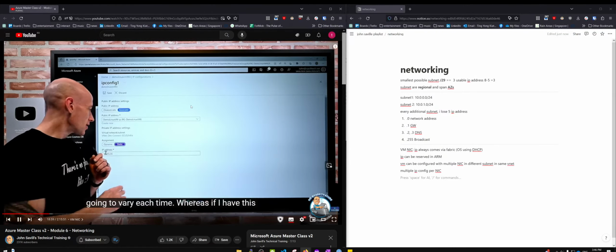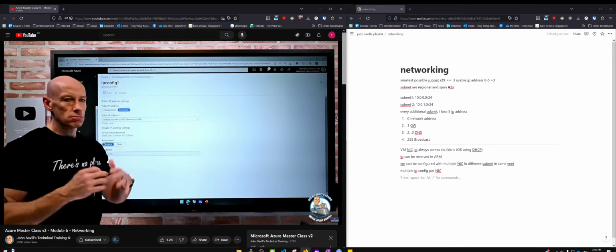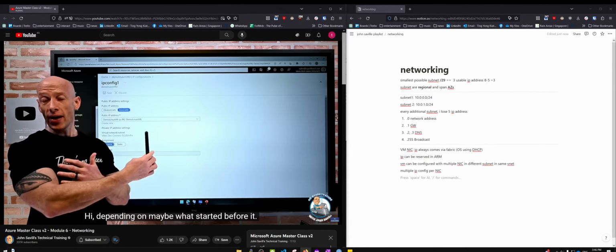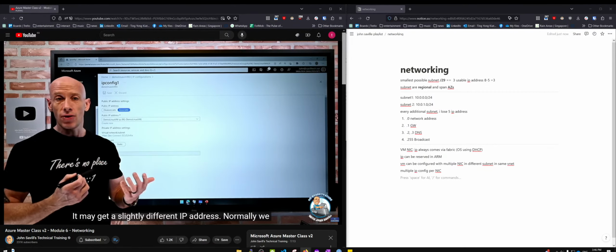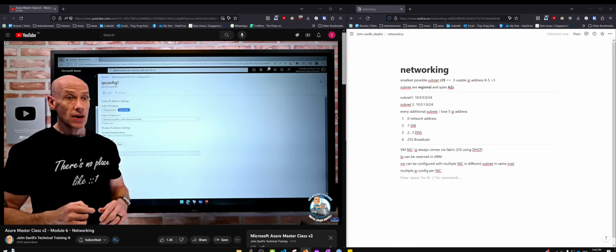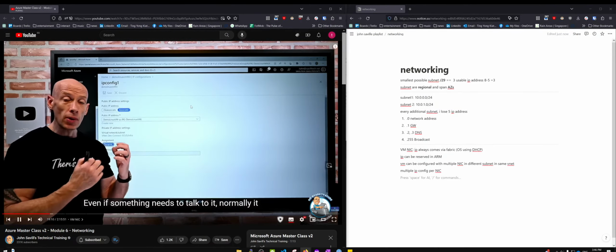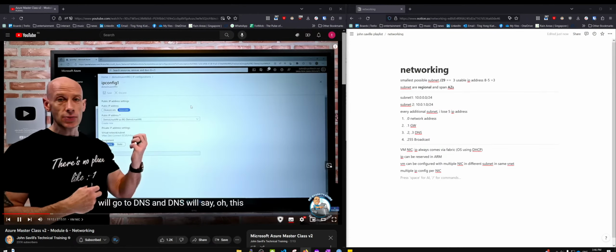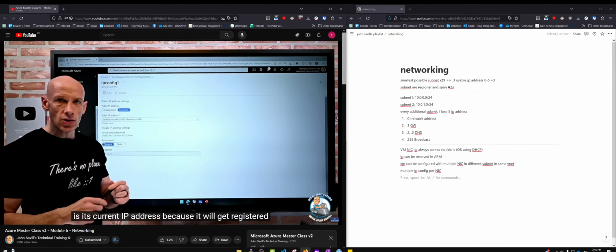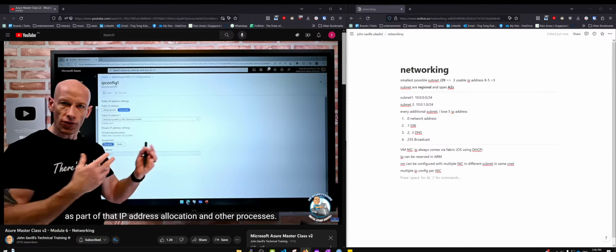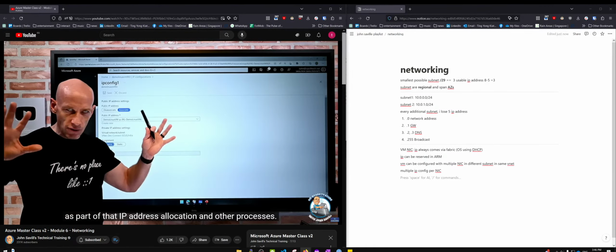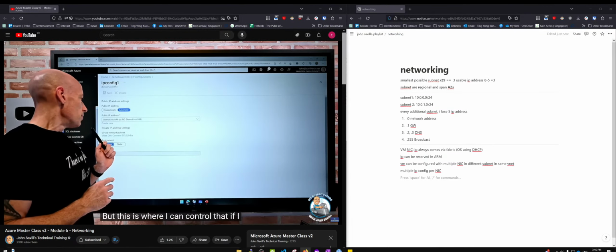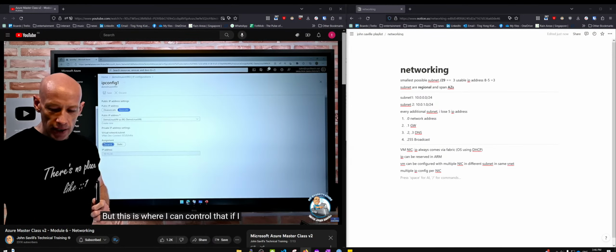Whereas if I have this as dynamic, then depending on maybe what started before it, it may get a slightly different IP address. Normally we don't care. Even if something needs to talk to it, normally it will go to DNS, and DNS will say, oh, this is its current IP address, because it will get registered as part of that IP address allocation and other processes. But this is where I can control that if I wanted to.